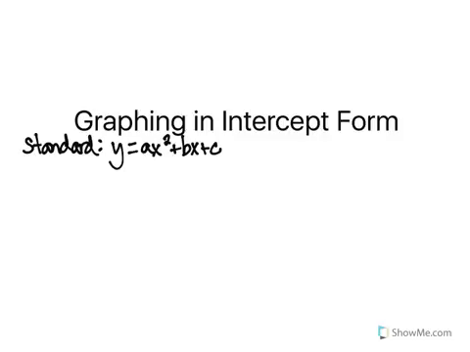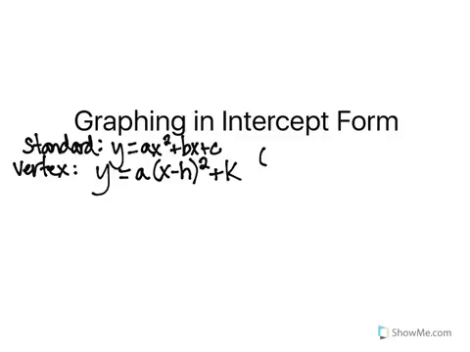You can just fit this somewhere in your notes. Vertex form. Vertex form is what we did last week. It looks like this. A, parentheses, x minus h squared plus k, where negative h comma k was my vertex. All right. Today, intercept form.